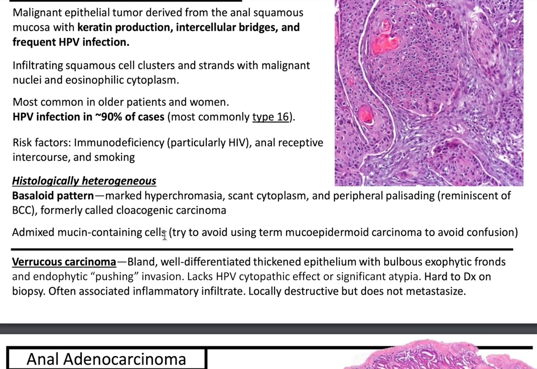Verrucous carcinoma. This is bland, well-differentiated, thickened epithelium with bulbous exophytic fronds and endophytic pushing invasion. It lacks HPV cytopathic effect or significant atypia. It's hard to diagnose on biopsy, and often you have an associated inflammatory infiltrate. It's locally destructive, but does not metastasize.